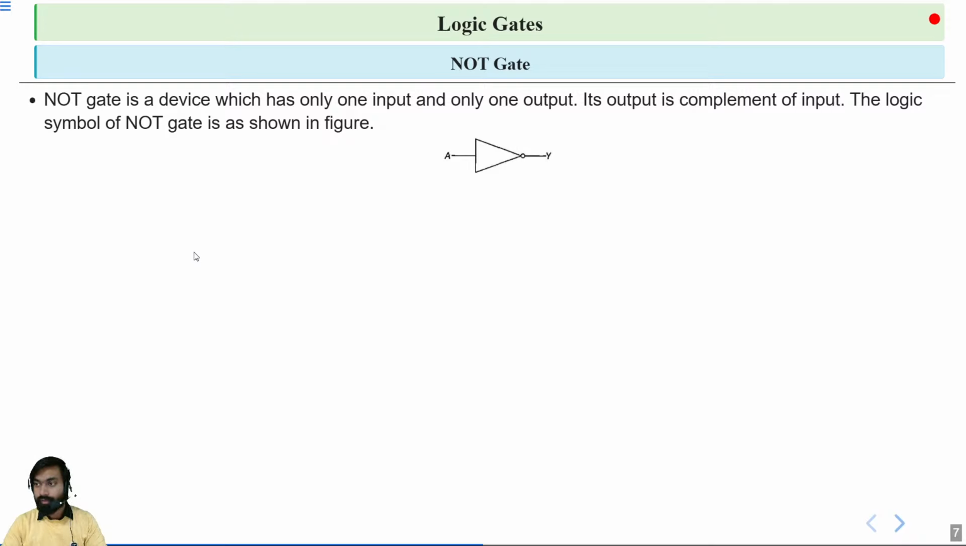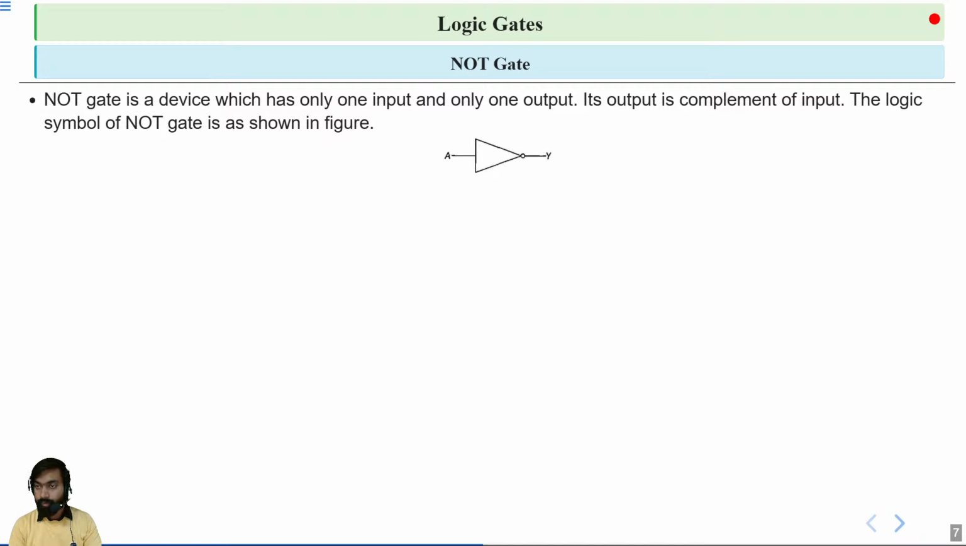So a NOT gate is a fundamental digital logic device that differs from AND and OR gates because it has only one input and one output. Its main function is to invert or complement the output signal. This means if the input is 1, or we say true, the output will be 0 or false. And if the input is 0, the output will be true.